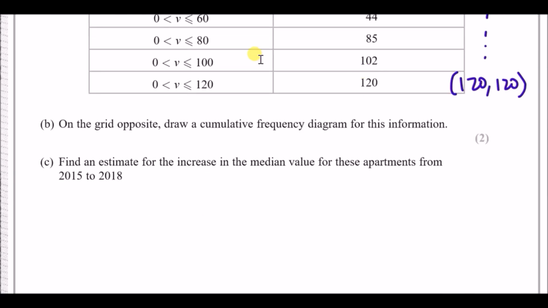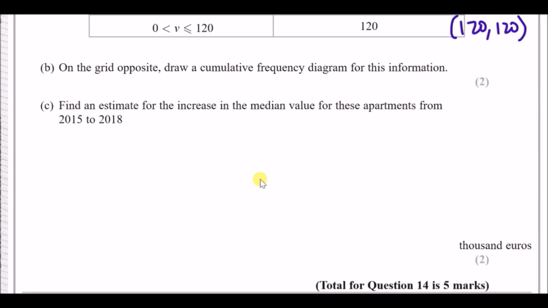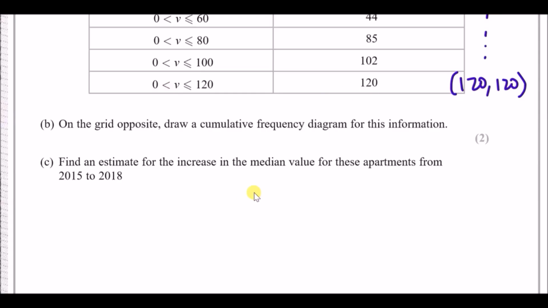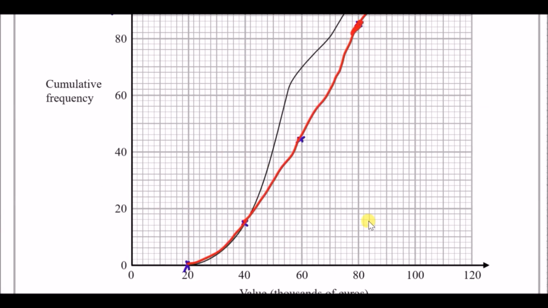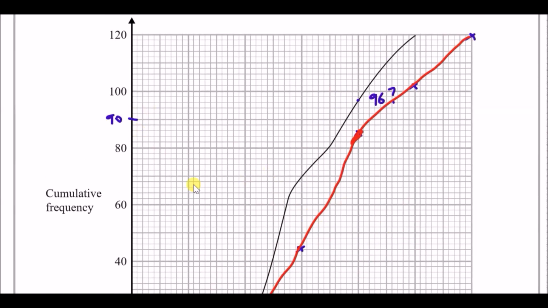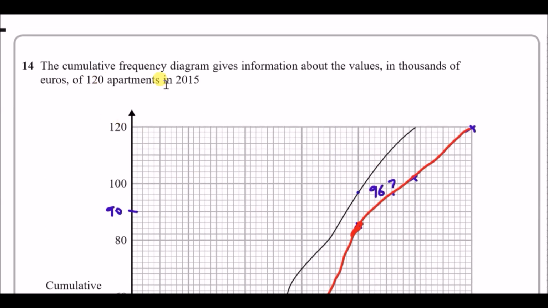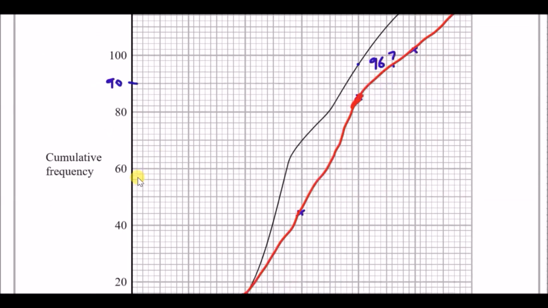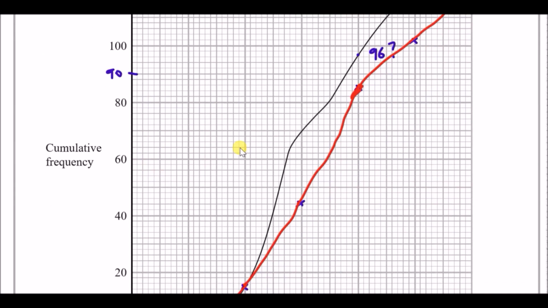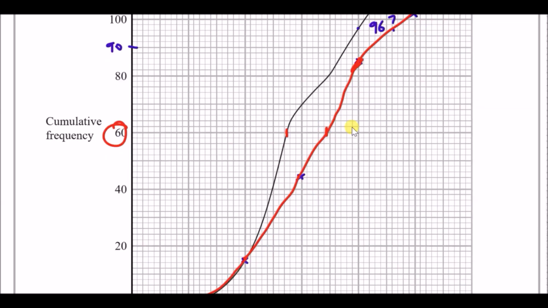Now, part C. Find an estimate for the increase in the median value of these apartments from 2015 to 2018. That's an interesting question. Literally just find the median for both of them and see the difference. The median is the middle person. If you've got 120 apartments, the midpoint would be the 60th apartment, so you halve the value. So at 60, in 2015, the value was somewhere over here, and in 2018, it's over here. So where's the difference here?